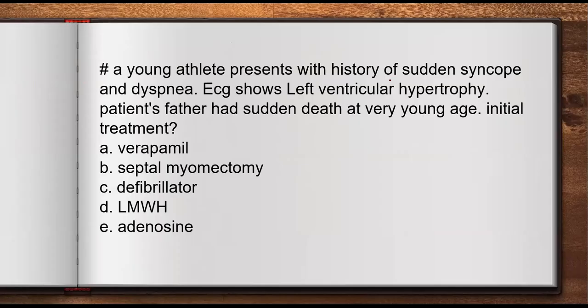Okay, the next one. A young athlete presents with history of sudden syncope and dyspnea. ECG shows left ventricular hypertrophy. Patient's father had sudden death at very young age. What is your initial treatment for this patient? So what do you think would be the initial treatment in this patient?